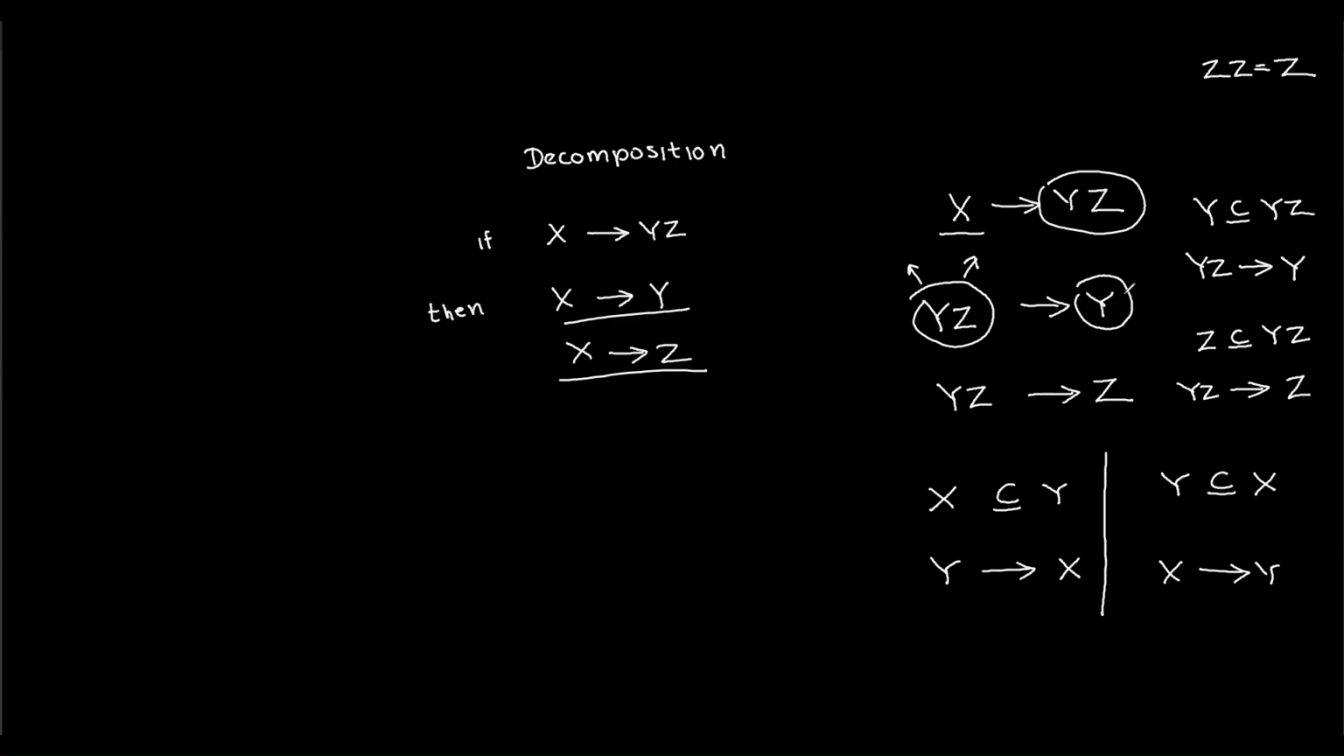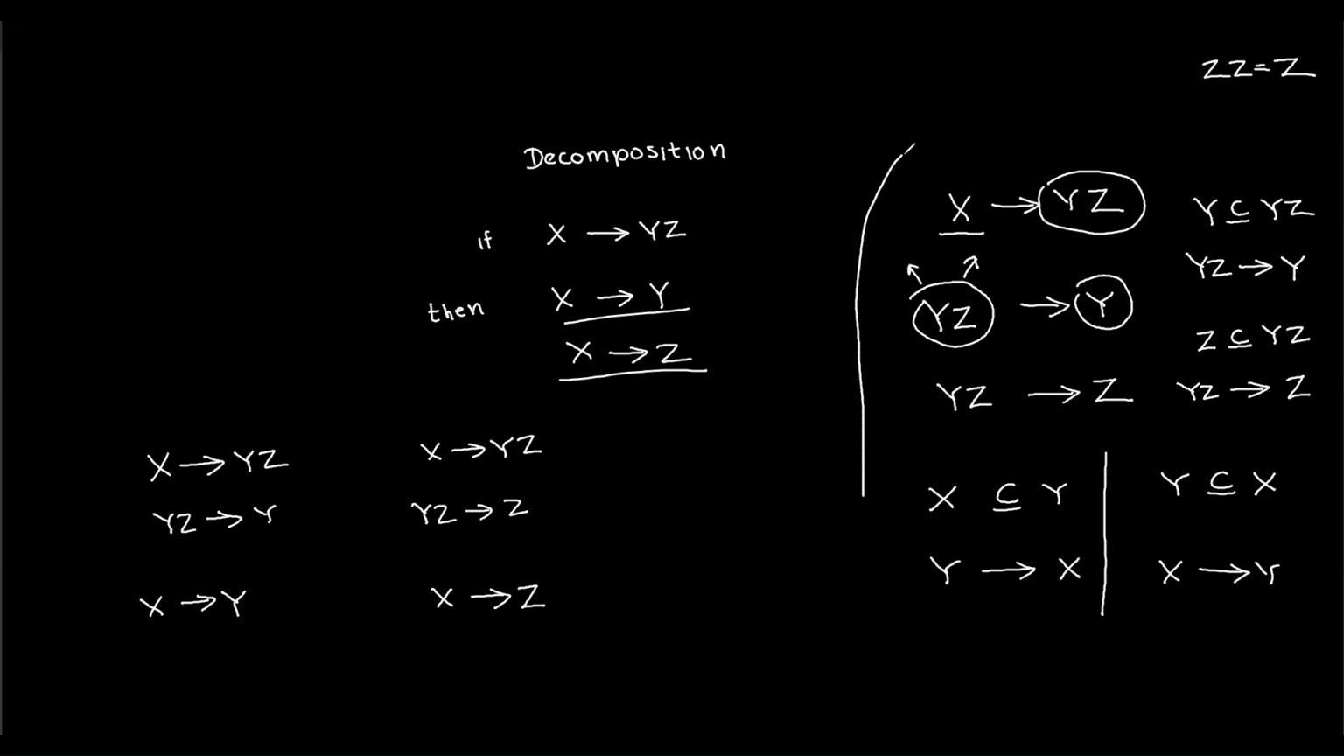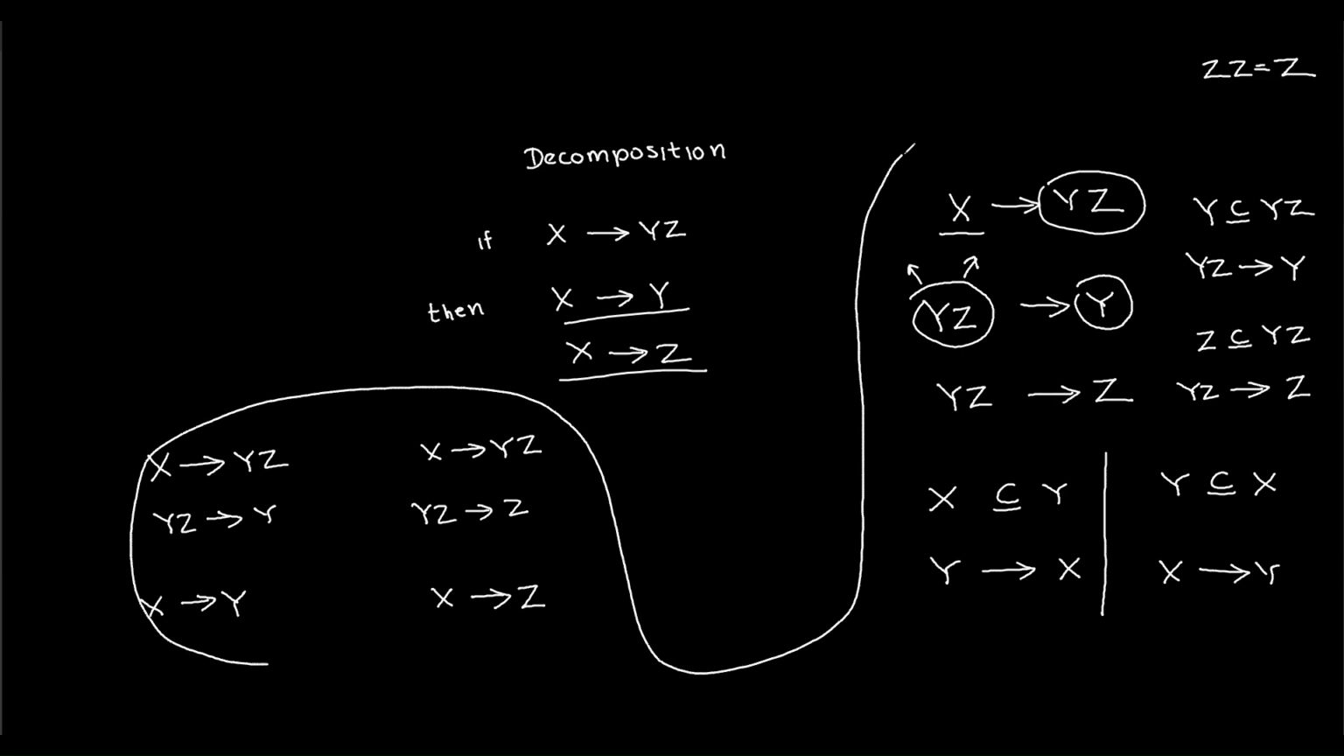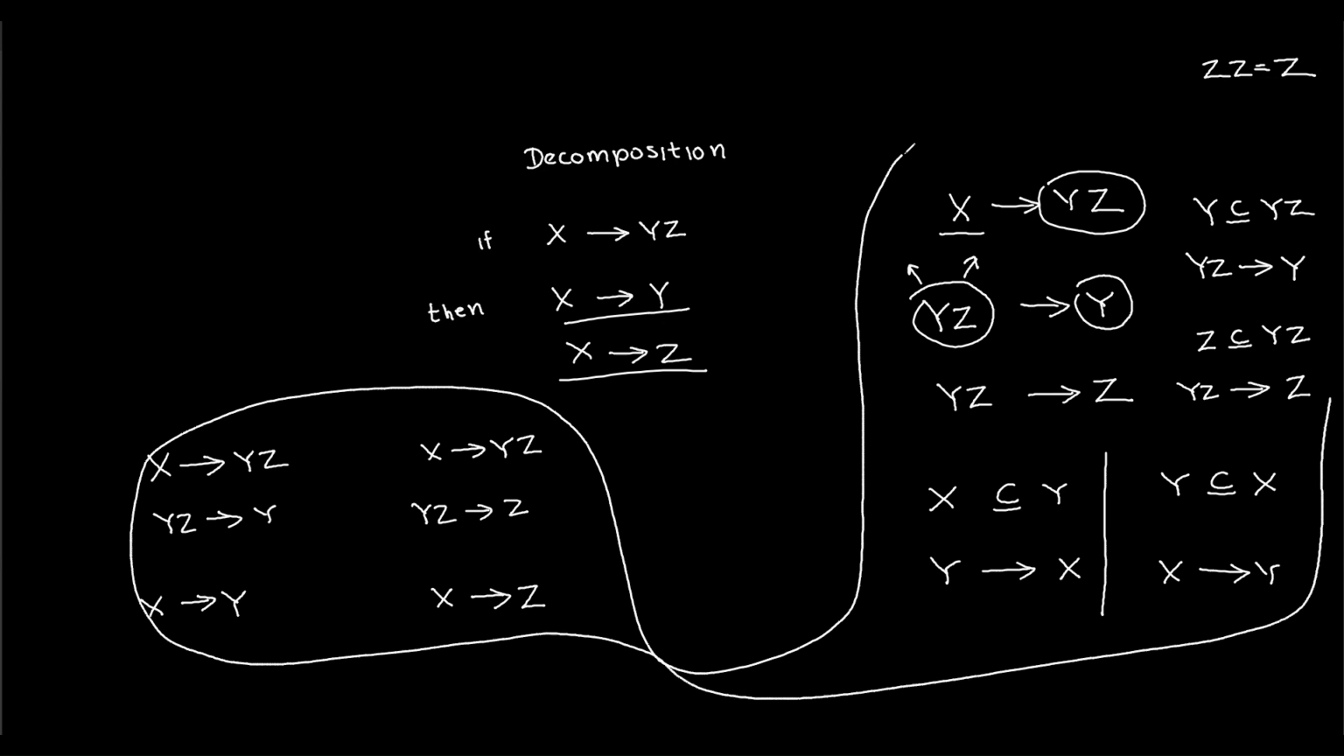Now we can apply the transitivity rule and come back to the answers. We have x functionally determines yz and yz functionally determines y. This means x functionally determines y. Similarly, x functionally determines yz and yz functionally determines z, so we can come to the conclusion that x determines z. Without going through all this trouble of the derivation process, you can directly apply the decomposition rule.